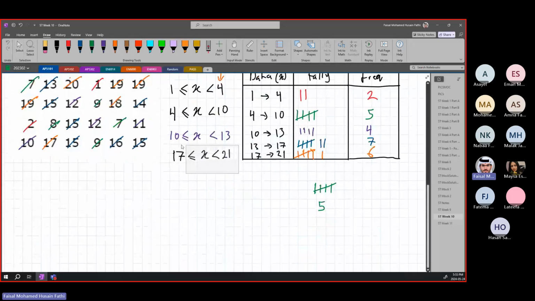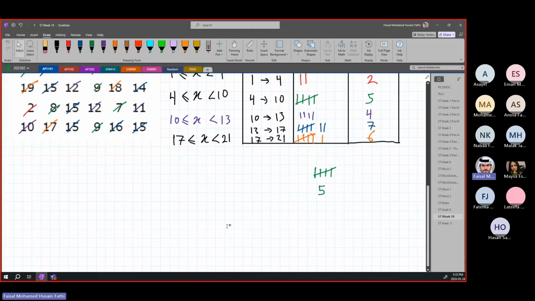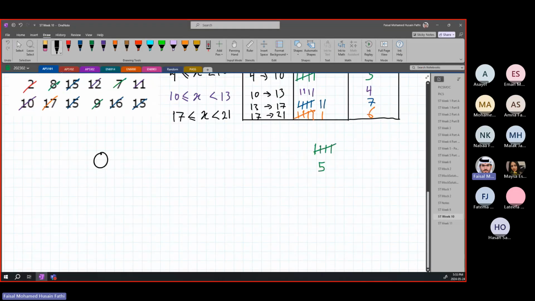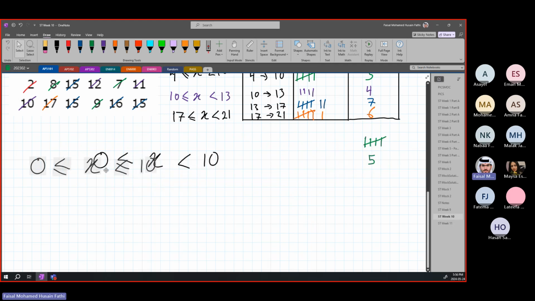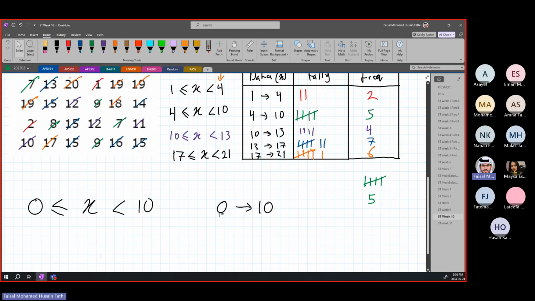Again, it is very important to note these inequalities over here. Your range is always going to be, let's say, from 0 inclusive to x exclusive of, let's say, 10, for example. This basically means the range from 0 till 10 in a table. Keep that in mind, so make sure that this is understood very well when you're doing data ranges.